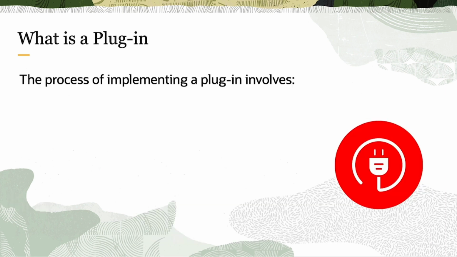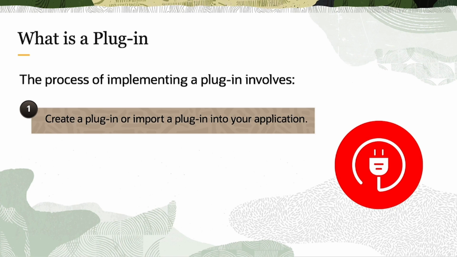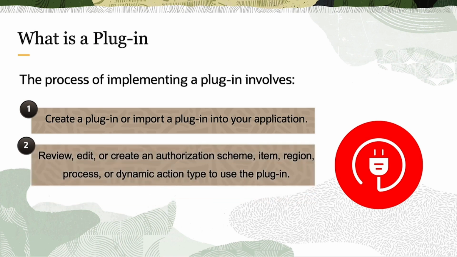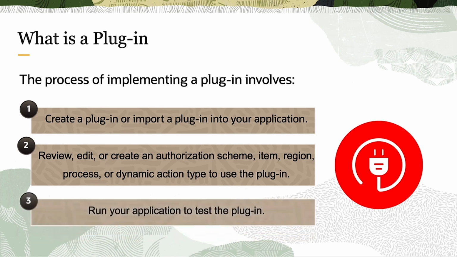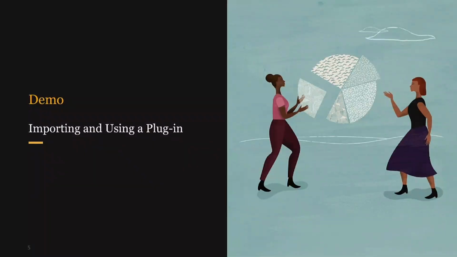The process of implementing a plugin involves creating a plugin or importing a plugin into your application, reviewing, editing, or creating an authorization scheme, item, region, process, or dynamic action type to use a plugin. Run your application to test the plugin. The slide shows steps involved in the process of implementing a plugin in your application. Once you create or import a plugin, you review the plugin definition and make changes to optimize the use of plugins. Let us see a quick demo on importing and using a plugin.